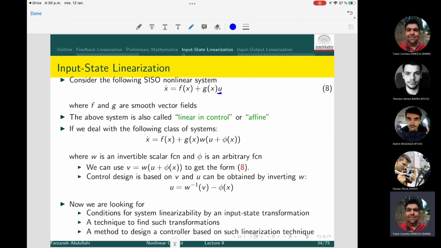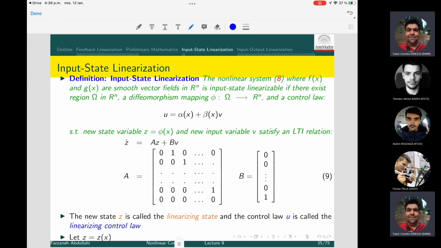So we are looking for conditions for system linearizability and for input state transformation. We need to compute the transformation, and we need a method to design a controller based on such a linearization. So these are the three objectives we are trying to follow now.